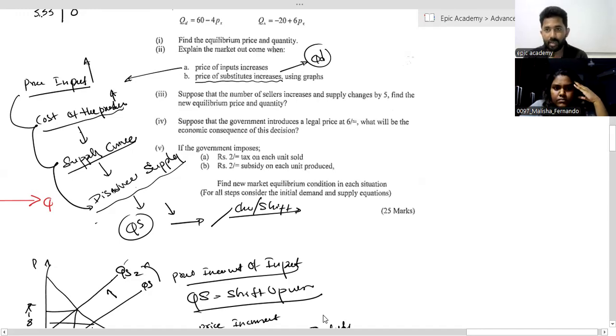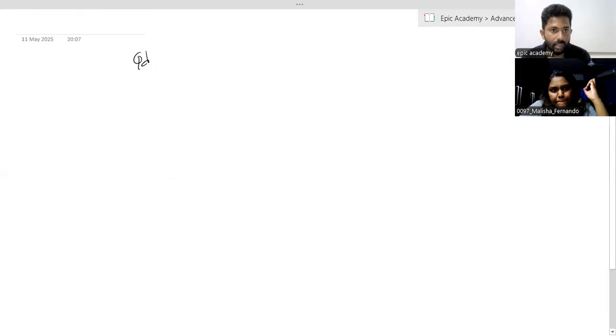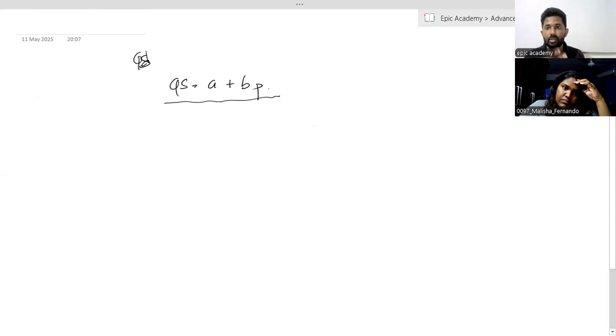Now, it is a very unique question. I have never seen something like that at this level. You have to identify those things, then you can derive the proper answer. You can identify this is the QS equation, QS equal A plus BP. You have to identify how I am going to change the equations related to that scenario. That is what I am going to explain here.